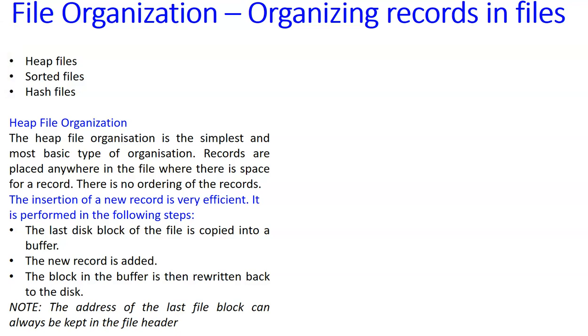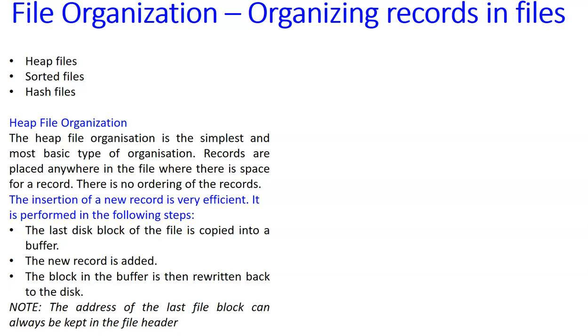The part 2 of this lecture is we're going now to look at file organization, the different types of ways in which files are organized on the disk. So we have the heap files. So we have the heap file organization. We have the sorted file organization. Sometimes the sorted file organization is called sequential, and then we have the hash file organization.